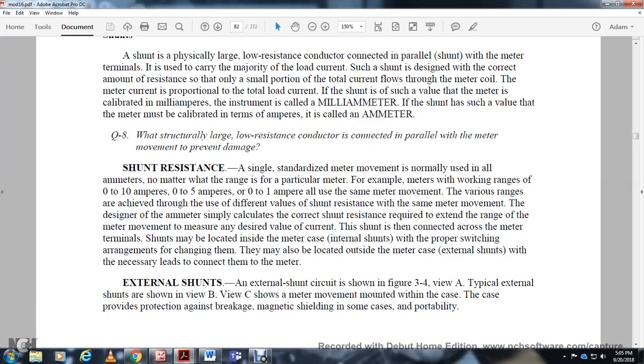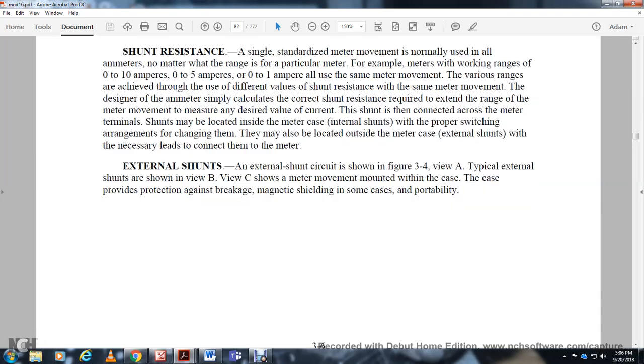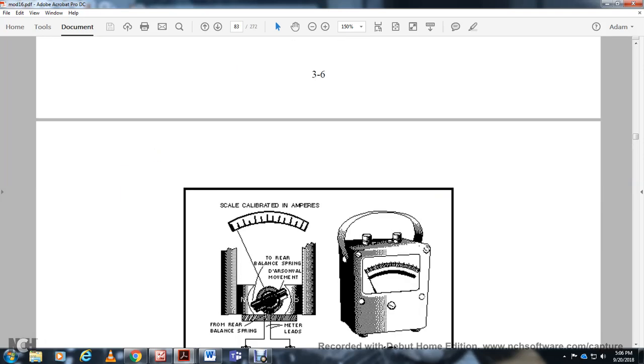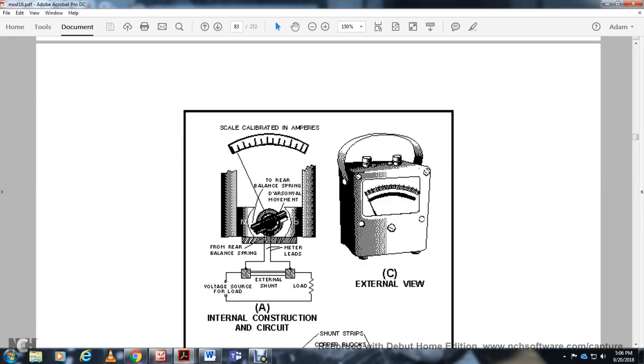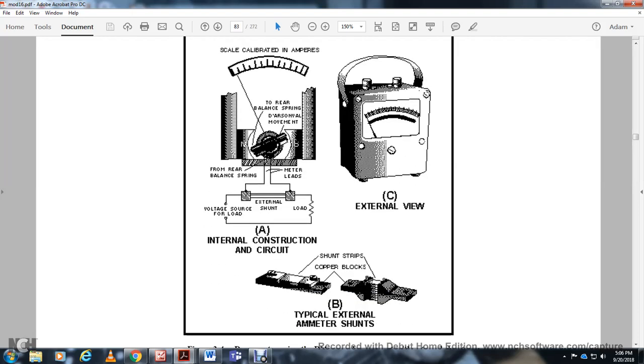This is a view of a typical external shunt meter, showing the meter movement mounted in the case, which gives protection against breakage, magnetic shielding, and in some cases portability. The scale is calibrated in amperes, with the rear balance and spring of the meter movement, the meter leads, voltage source, external shunt load, and the internal construction circuit. The shunt straps and copper blocks are shown.